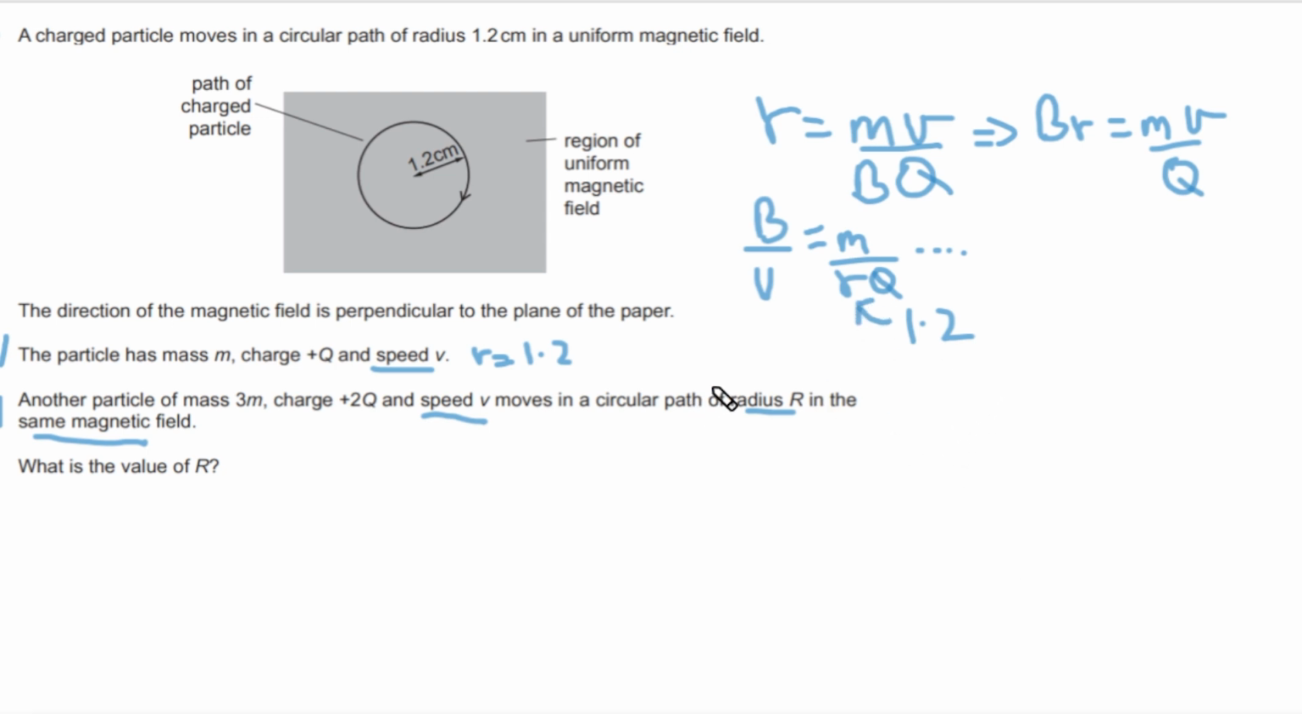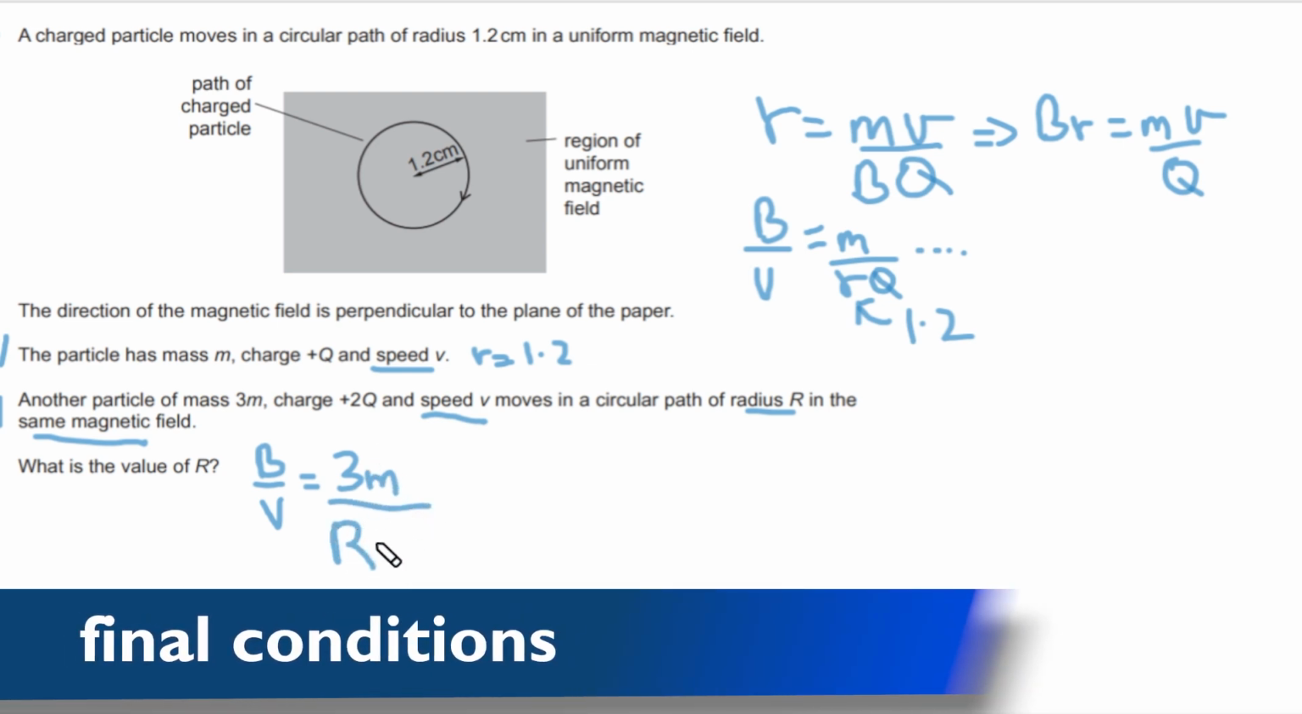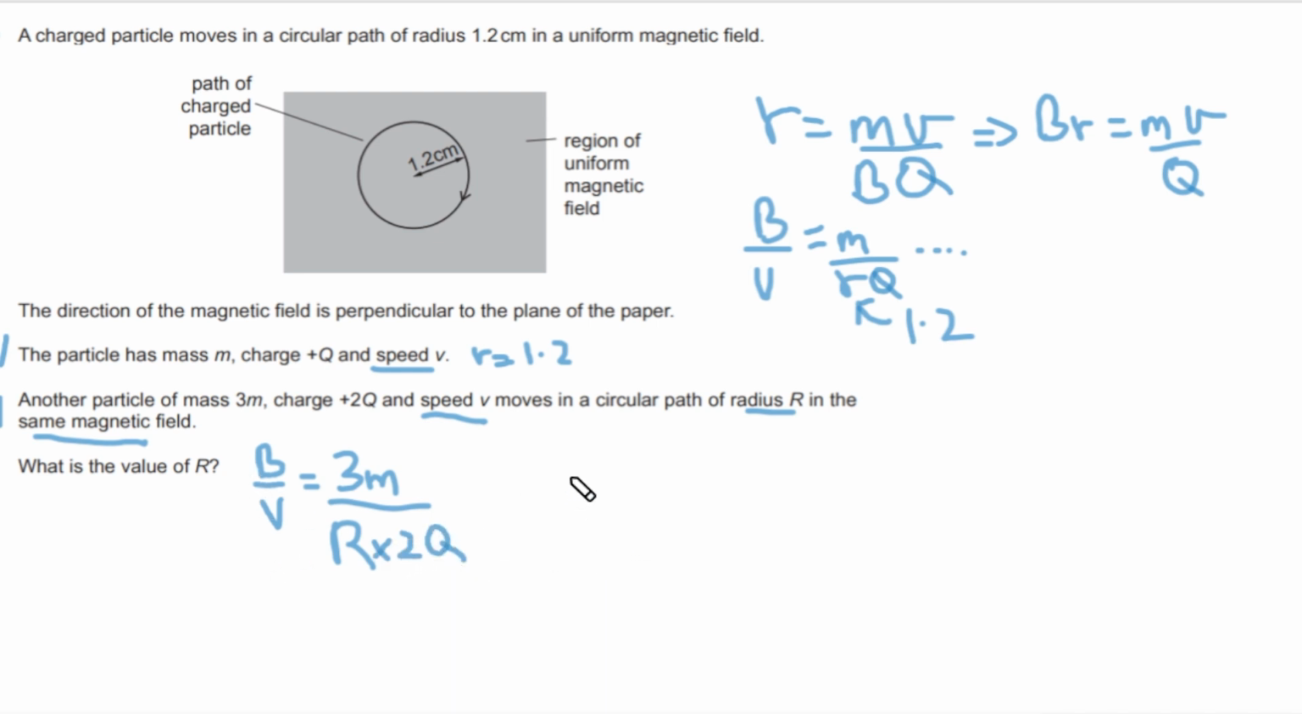In our final conditions, we're going to change our formula for B over v, which remember is constant. This time it's going to be 3m over capital R, because that's what we're trying to find, times 2q. And because we know that B and v are constant, we can then set our second equation equal to this lot. So we'll say that this is equal to m over 1.2q.